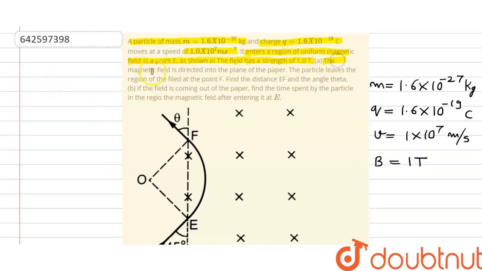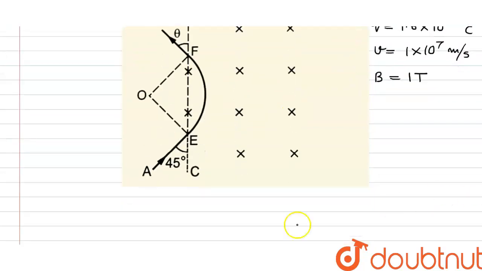So now let's read part A. The magnetic field is directed into the plane of the paper. The particle leaves the region of the field at point F. Find the distance EF and the angle theta. So we are given this diagram. The particle enters from E and exits from F. So we can redraw this triangle here. So it is a triangle.